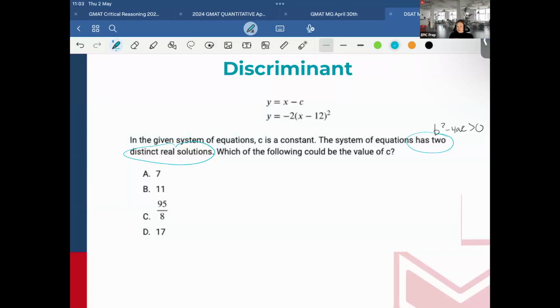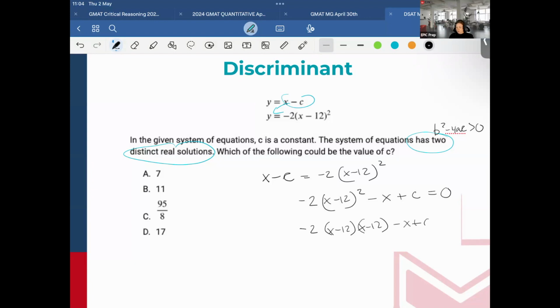Okay, if you see this, you want to immediately substitute this in here. So let's do that. It'd be x minus c is equal to negative 2, x minus 12 squared. Move everything over and set it equal to 0. So that would be negative 2, x minus 12 squared, and then we would have minus x and plus c is equal to 0. Okay, so in this case, I'll need to expand the brackets. So it'd be x minus 12, then minus x plus c equals 0.